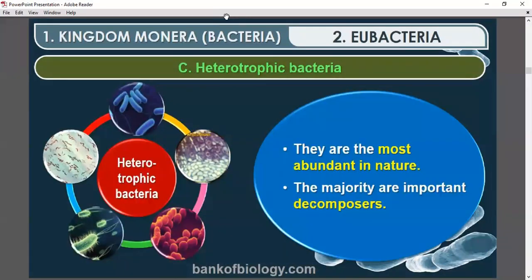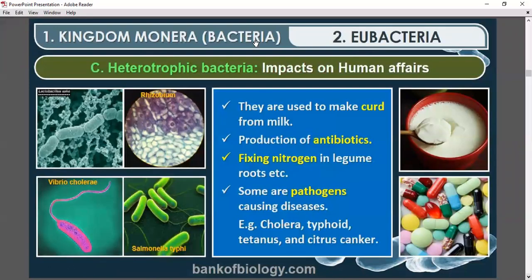Heterotrophic bacteria. Heterotrophic bacteria are the most abundant in nature. The number of heterotrophic bacteria is more as compared to what? Autotrophic bacteria. They are mainly decomposers. Is it clear, everyone? Our next one is heterotrophic bacteria and their impact. We are going to discuss the impact on human affairs.